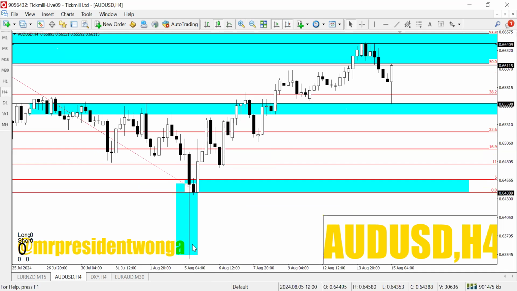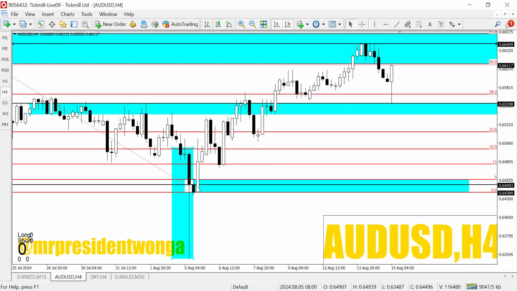You can answer in the chat box. What is the purpose of this spike? Remember, this was a huge candle going down before it closed here. This was a huge candle. What is the purpose of this spike? If you know the answer, put it in the chat box.